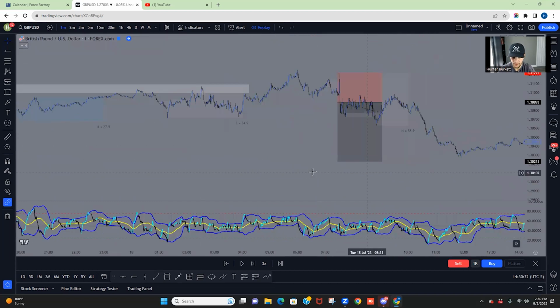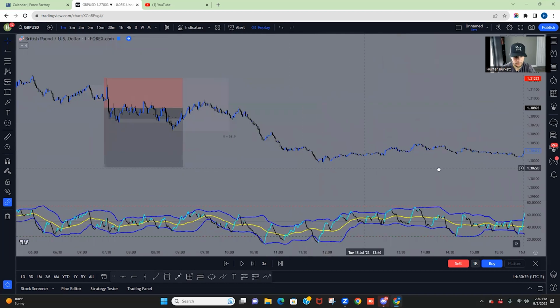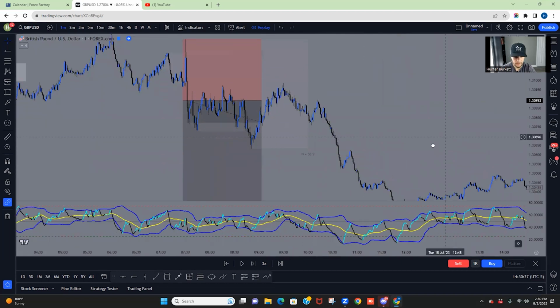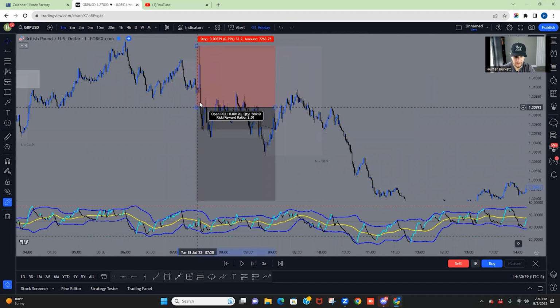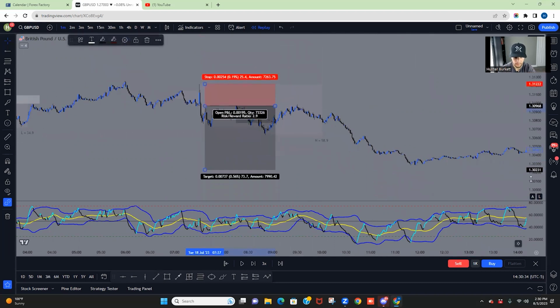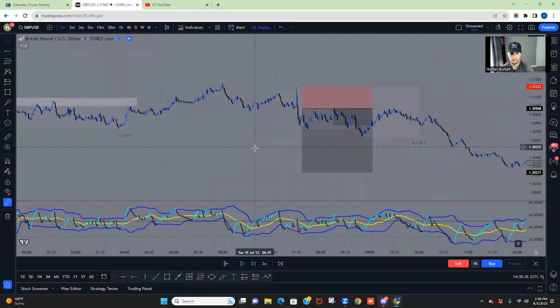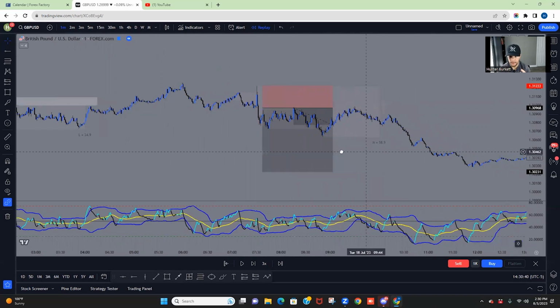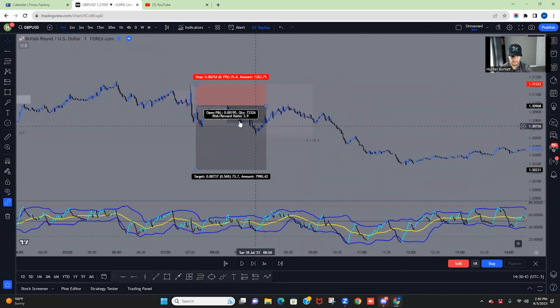Could I have redefined my entry? Absolutely. I could have redefined it. I could have gotten a second entry that was higher easily. And then it would have turned it into almost a 3R. But that's exactly what I'm doing every single time. So then this is the example.